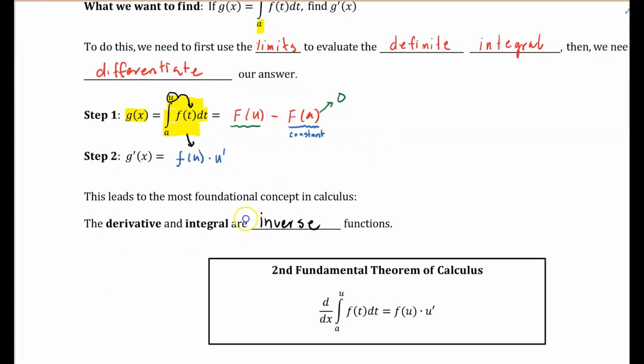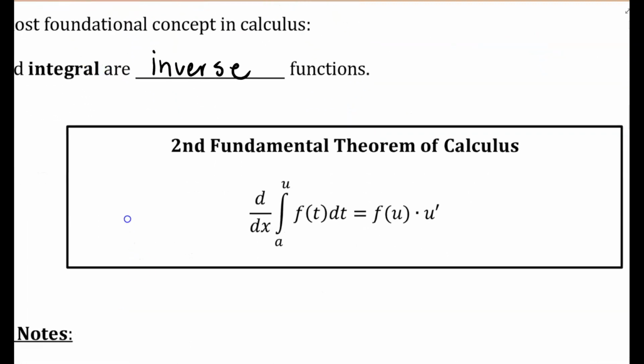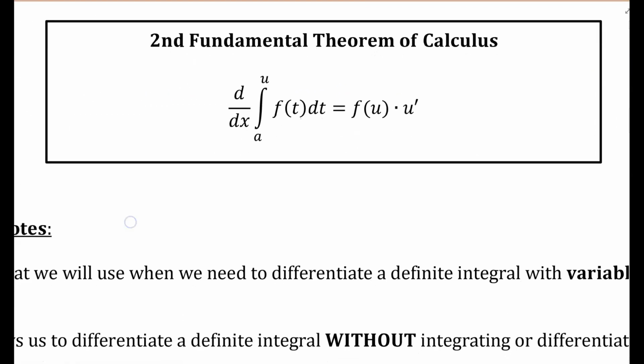And here is the second fundamental theorem of calculus, clearly and plainly defined. Okay? So the second fundamental theorem of calculus says if you're taking the derivative of an integral from the limits a to u, where a is a constant and u is some function, of f of t dt, then that's just equal to f of u times u prime.